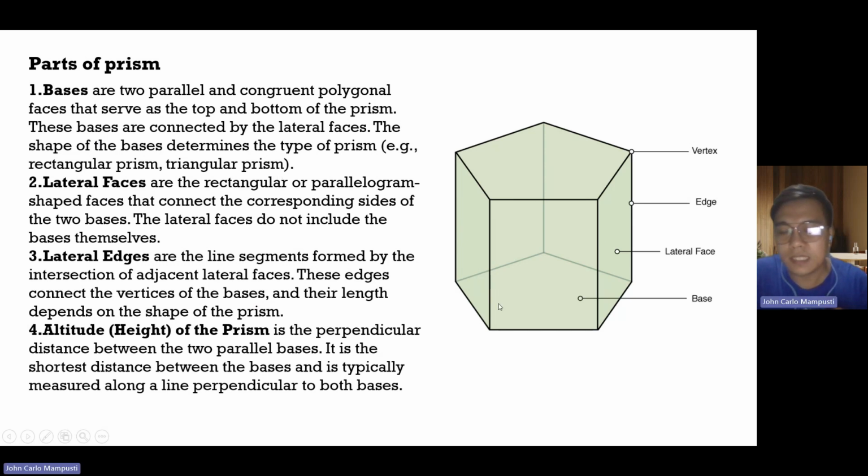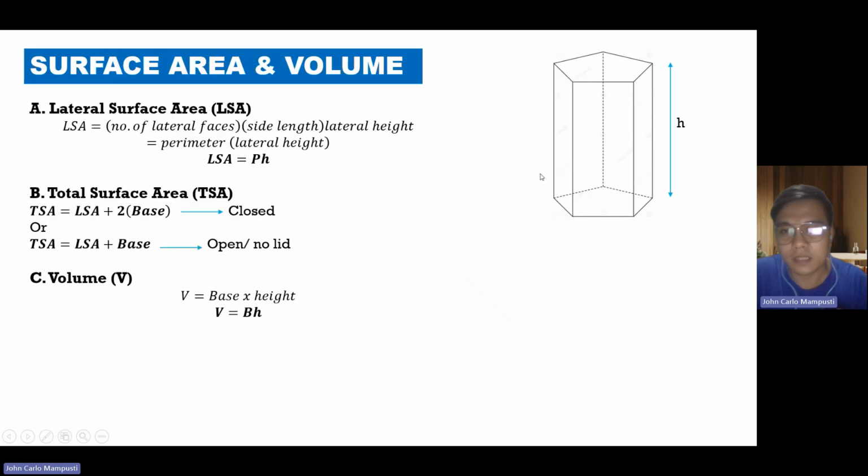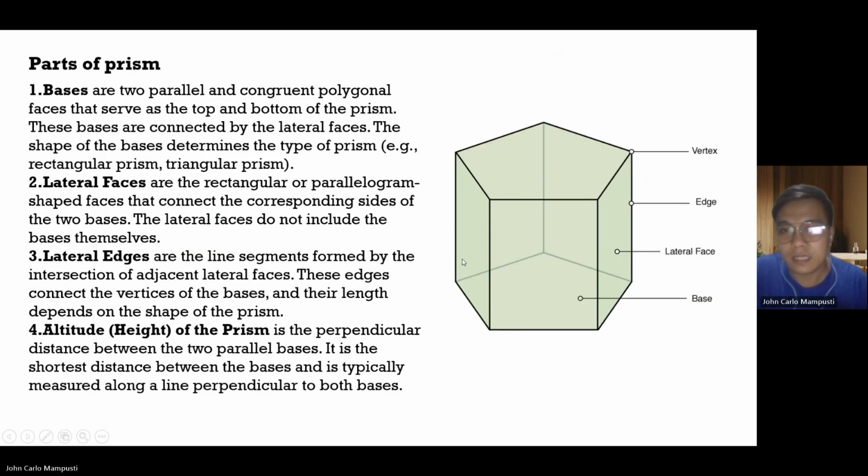So yung bases natin dito is ito, yung nasa bottom, at itong nasa top natin. So ito yung ating bases. Sabi kanina, kino-connect sila ng mga lateral faces natin. So what are lateral faces? Lateral faces are rectangular or parallelogram shaped faces that connect the corresponding sides of the two bases. So ito yung ating lateral faces, yung nasa gilid ng ating prism. This is called your lateral faces.